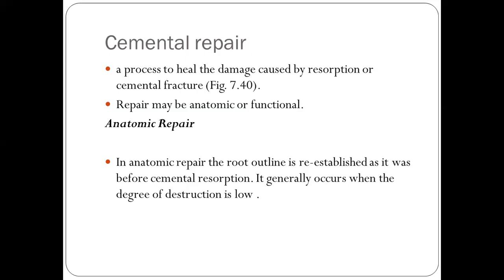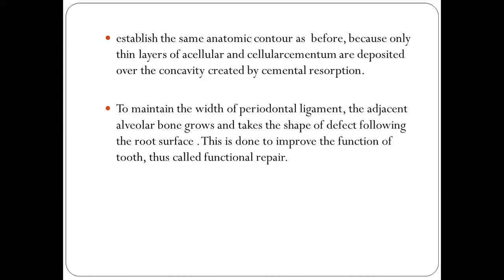Cemental repair. There are two types of cemental repair. In anatomic repair, the root outline is re-established as it was before cemental resorption. It generally occurs when the degree of destruction is low. It establishes the cemental contour as before because only a thin layer of cellular and acellular cementum is deposited on the concavities created by cemental resorption. To maintain the width of the periodontal ligament, the adjacent alveolar bone grows and takes the shape of the defect following the root surface. This is done to improve the function of the tooth. This is called functional repair.